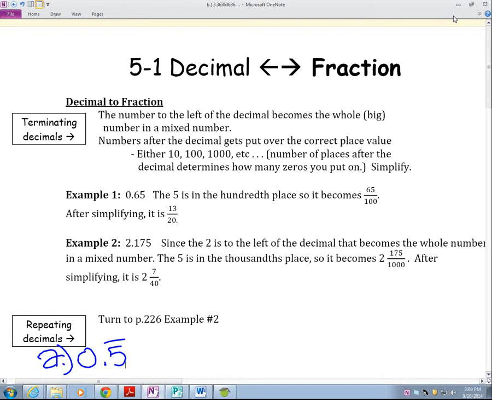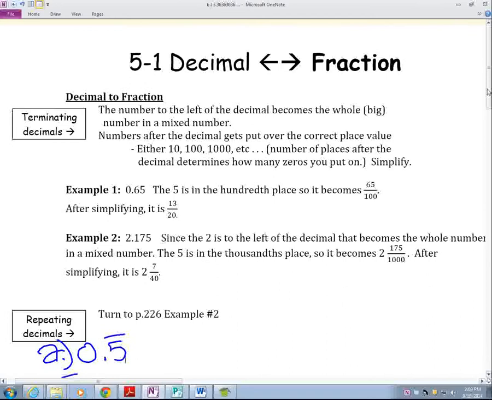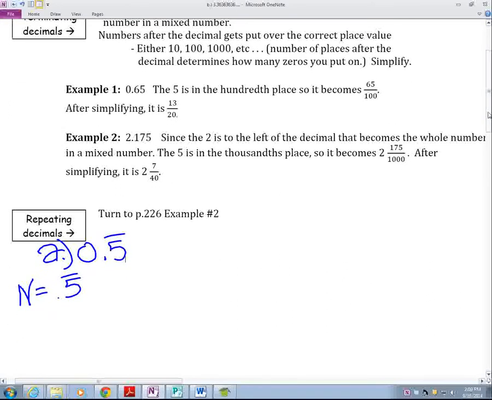For example, 0.65 is described as 65 hundredths. It is the hundredths place, so it becomes 65 over 100. The way you read it as a decimal, 65 hundredths, is the exact same fraction as you say it. Simple enough. Then, after you simplify it, it becomes 13 twentieths.